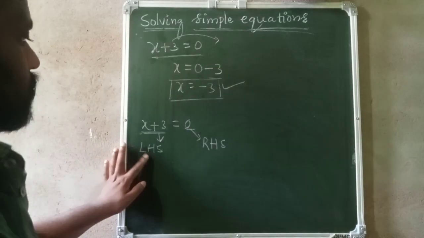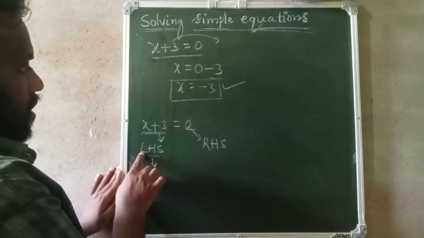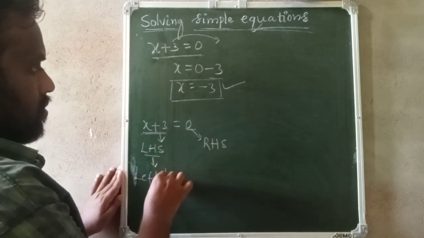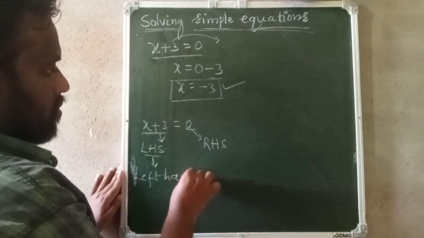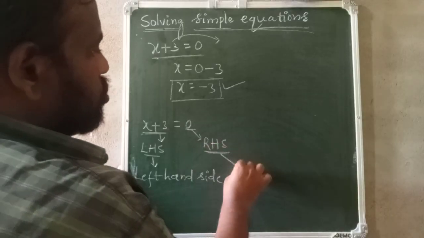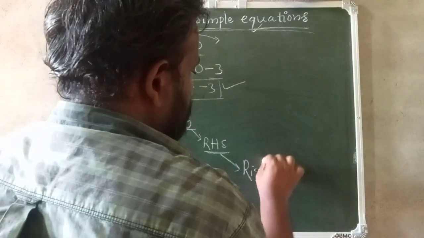LHS means left hand side. I will write here. Next, RHS means right hand side.